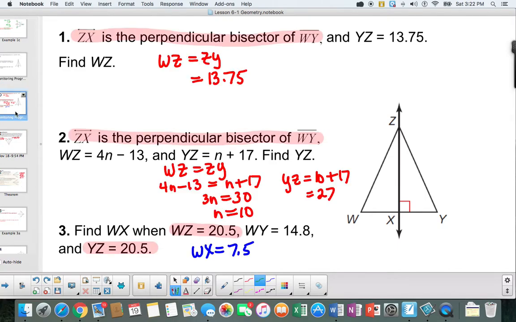Now here are the answers. I saw perpendicular bisector, so I knew I had some equidistant. And number 2, again, I saw perpendicular bisector, so I knew I had some equidistant. Number 3 is different. It's the converse. I know that this is 20.4 and this is 20.4. So I know that Z is equidistant to the endpoints. So I know that Z must lie on the perpendicular bisector, which means if this whole thing is 14.8, then from here to here, that's been bisected, this would be 7.5.